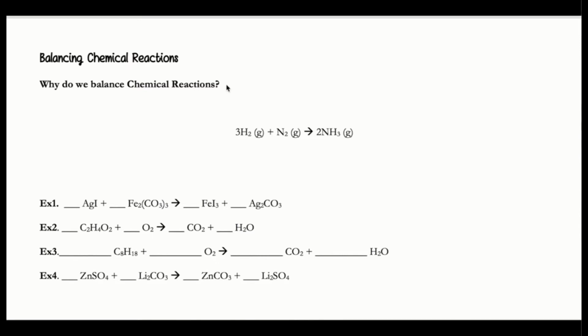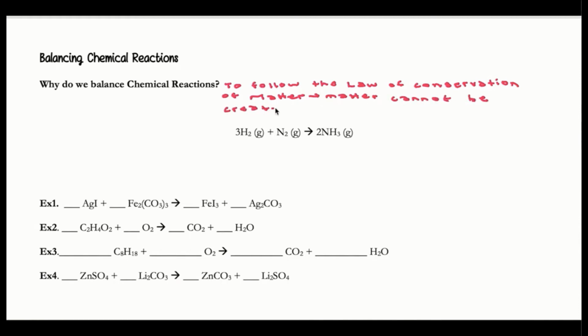So we balance chemical reactions in order to follow the law of conservation of matter. So let me write it out and then I'll explain it. And what the law of conservation of matter tells us is that matter cannot be created or destroyed. So what exactly does that mean? Well, let's look at an example. Here I give you, right below, a balanced reaction. Okay? And so what exactly does that balanced reaction tell us?